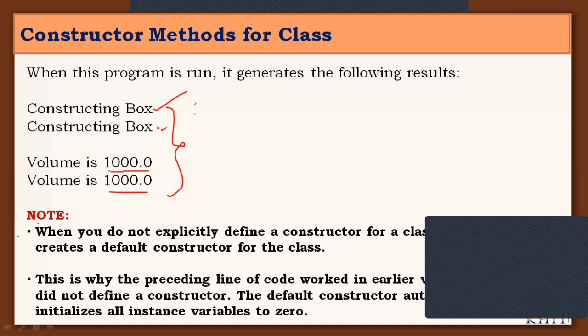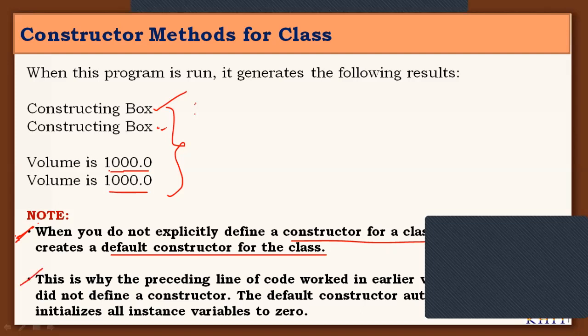Coming to the note points: when you do not explicitly define a constructor for a class, then Java creates a default constructor for the class. In the previous example, we created one Box constructor for the Box class, and if the programmer had not done that, the compiler creates a default constructor for creating objects of the class it belongs to.